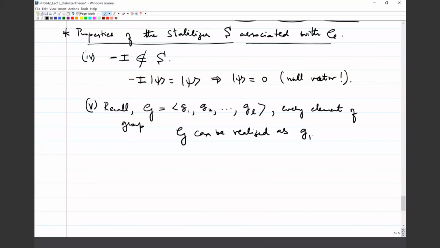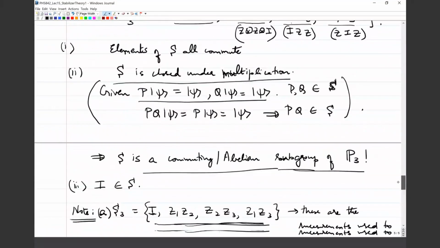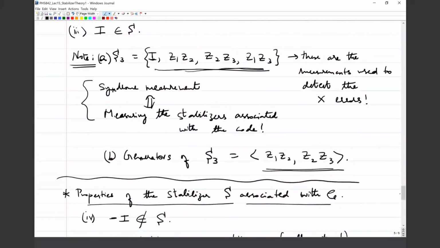So G1 raised to A1, G2 raised to A2, etc., GL raised to AL, right? Some product of these elements, probably raised to multiple powers. And I already showed you for the 3-qubit code how you just need those two operators, Z1 Z2, Z2 Z3, or any two of them, for that matter, that can constitute the generators of this group, right?